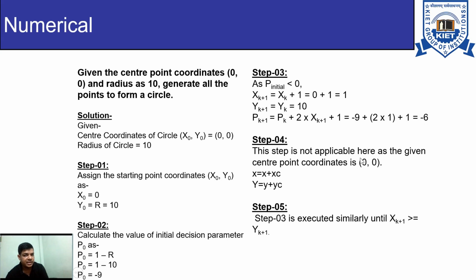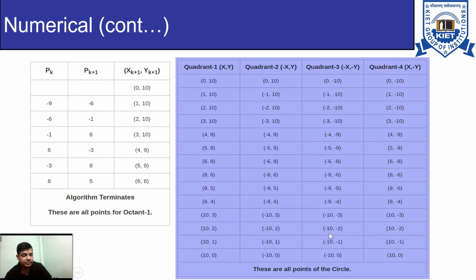And as we know that the circle that we are drawing is at the origin initially, if we want to shift the circle to the center xc comma yc, then we have to add the value of xc to x and the value of yc to y, and we have to repeat this process until the value of x becomes greater than or equal to y.